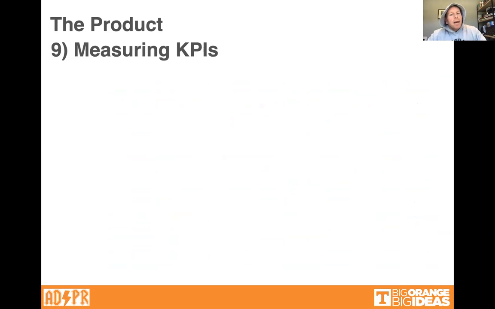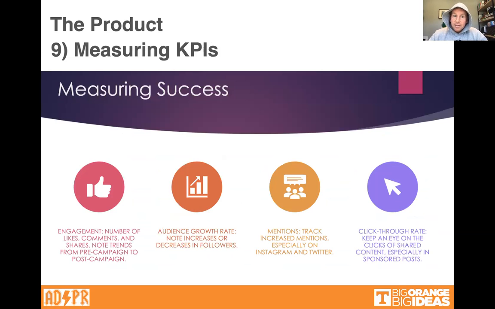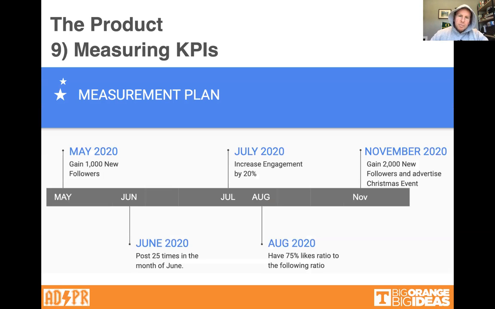And lastly, measuring your key performance indicators. How will you know if the campaign is a success? It could be kind of general like this. Hey, we want engagement to go up, audience growth rate, we want to get more mentions. It should maybe be a little more specific like this. This has a timeline too. So by July 2020, we want to increase engagement by 20%. That's specific, measurable, actionable, achievable, realistic, timely, all that stuff.